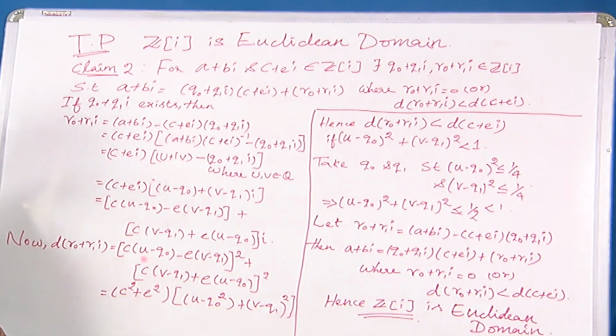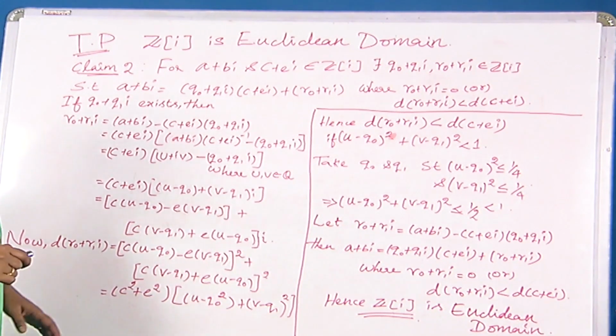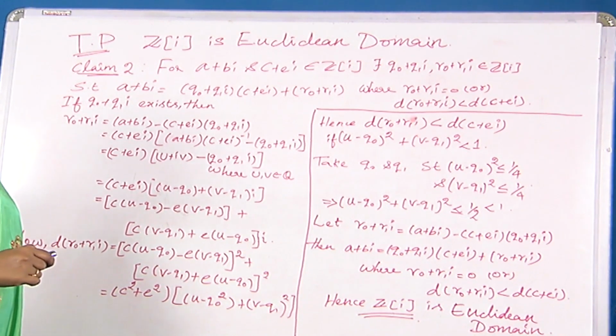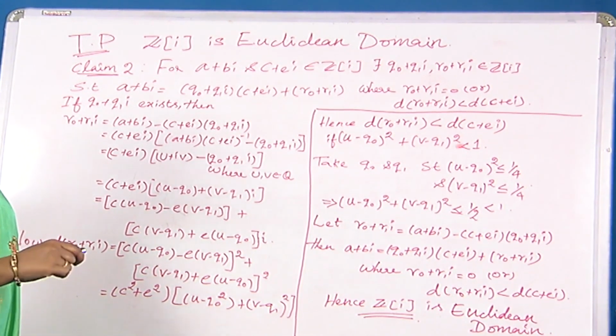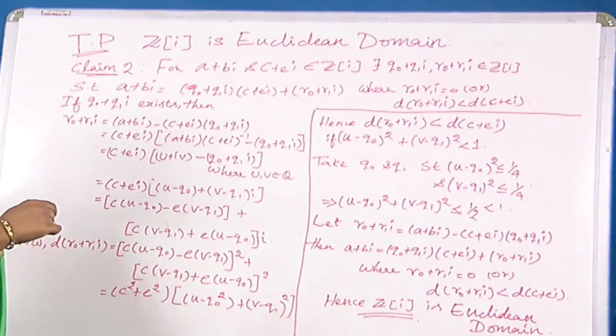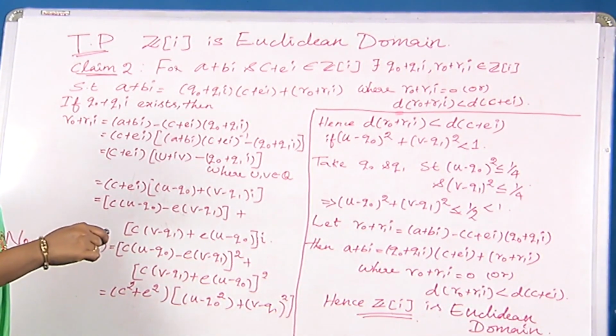How did we arrive at this? We just expanded. When you square everything, you put all the c squared terms together and all the e squared terms together, take them common outside, and then you will arrive at this term. So from here we see that we are supposed to prove that d of r naught plus r1 I is less than d of c plus ei. So that is our aim here. We can see that in the claim itself we have said that this was our aim.